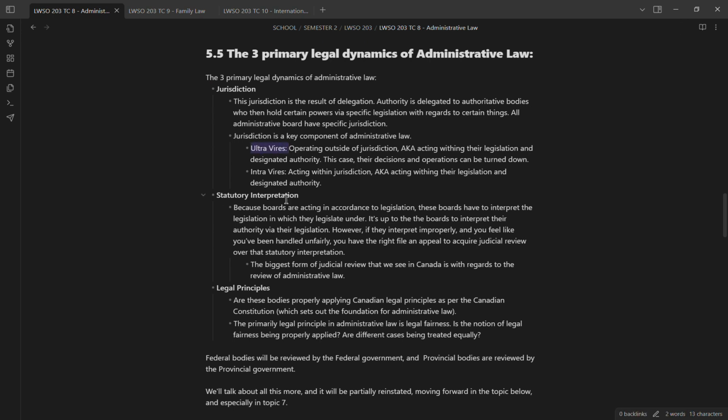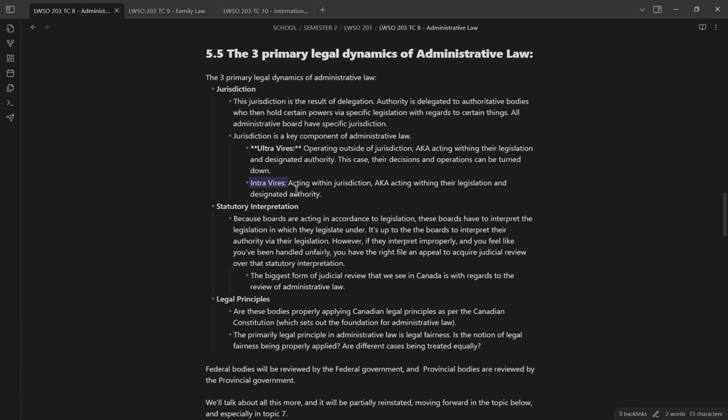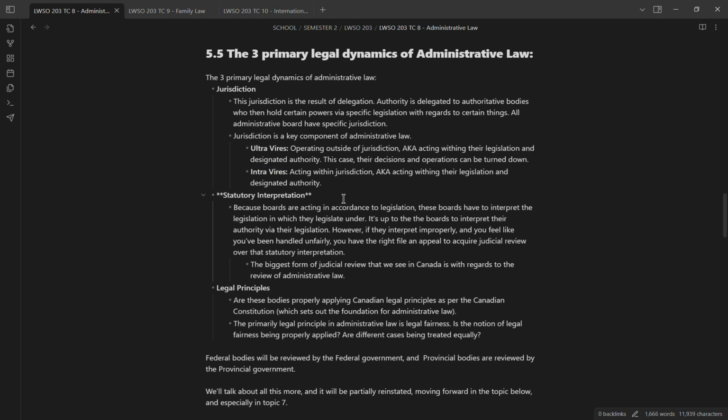We're going to look at two Latin definitions here: ultra vires and intra vires. Ultra vires is operating outside of your jurisdiction, and intra vires is acting within your jurisdiction. I wrote this backwards.